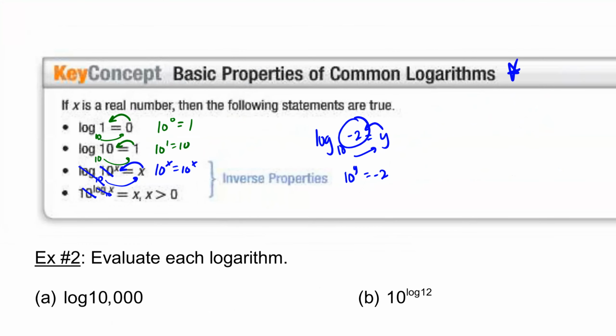Okay. Evaluate each logarithm. Do you guys want to give these a shot yourself first?